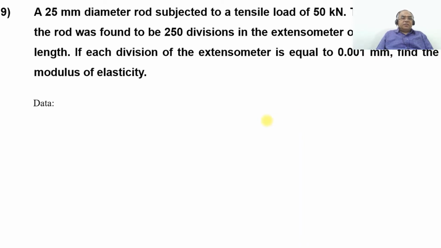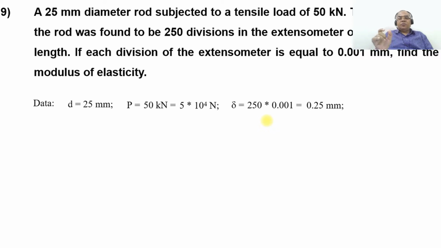So here, the data given is the diameter of the rod, D, which is 25 mm, subjected to an axial tensile load of 50 kilonewton, which is equal to 50 into 10 to the power 3 Newton, or 5 into 10 to the power 4 Newton. Delta, the extension of the rod, is 250 divisions, so the least count is 0.001. So 250 into 0.001 will be equal to 0.25 mm, because each division of the extensometer is equal to 0.001.